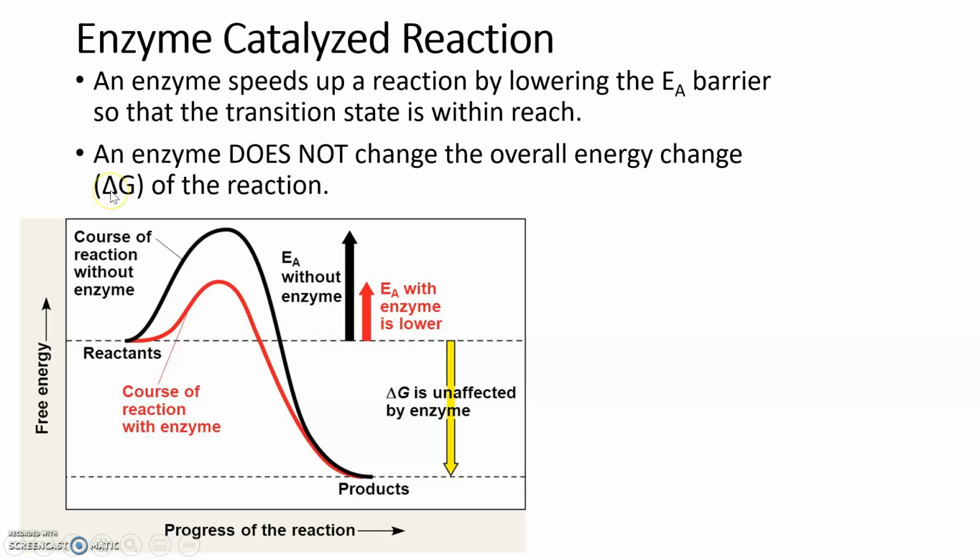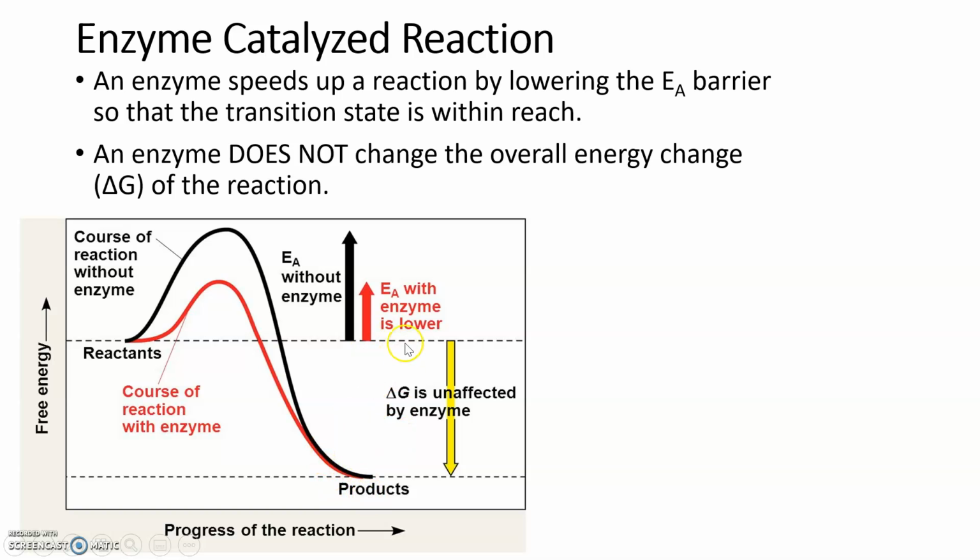So triangle is delta, it means change. G is what we use for energy. So it does not change the overall change of energy of the reaction. Our reactants are starting with this amount of energy, and our products are ending with this amount of energy. That doesn't change. We're looking at the red line, that's the enzyme catalyzed line, and the black line, that's the non-enzyme, that's the normal reaction.